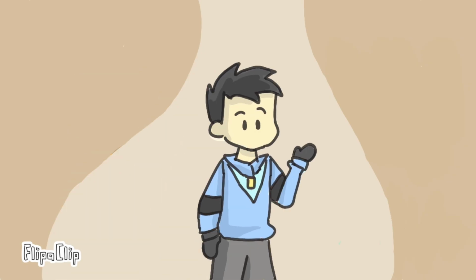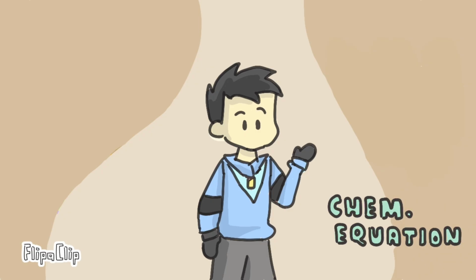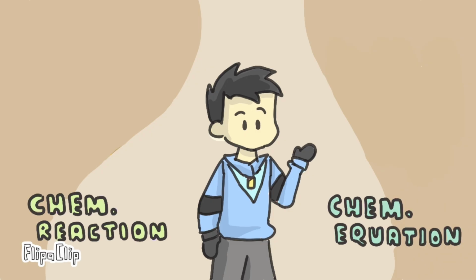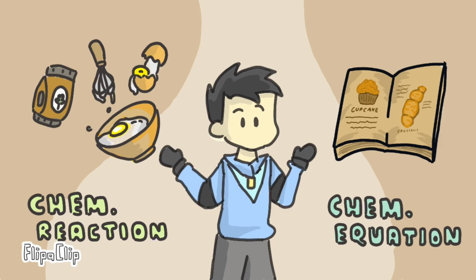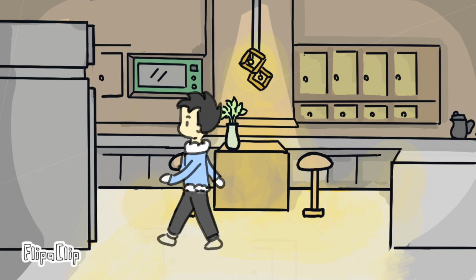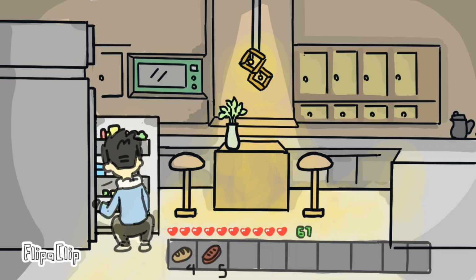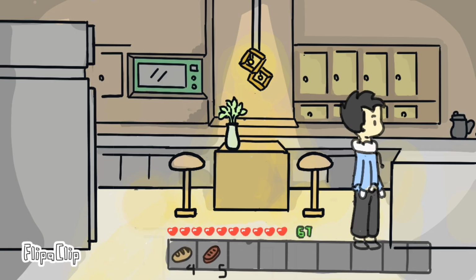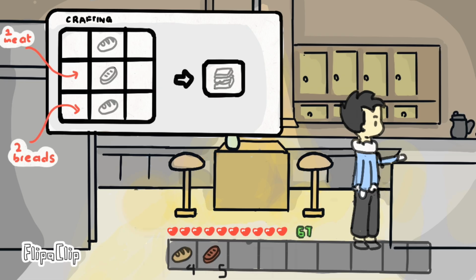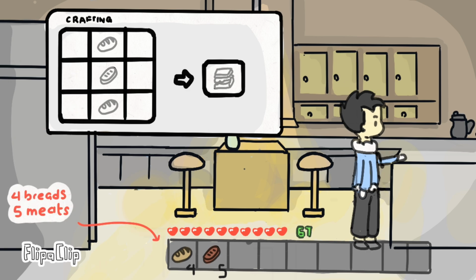To visualize this, it's good to differentiate between the chemical equation and the actual reaction. Imagine these two as the recipe book and your actual cooking process. Supposedly, you want to make 5 sandwiches for breakfast. Looking at the recipe here, you need 1 meat and 2 slices of bread to make only 1 sandwich. And you only got 4 slices of bread and 5 meats.